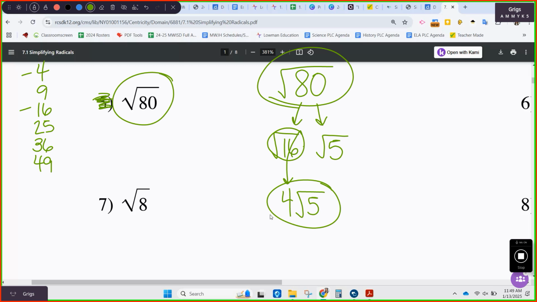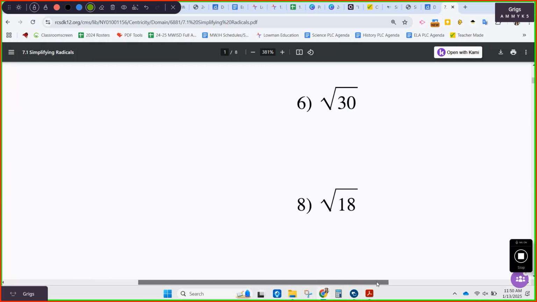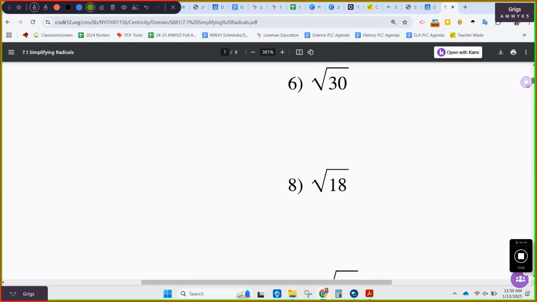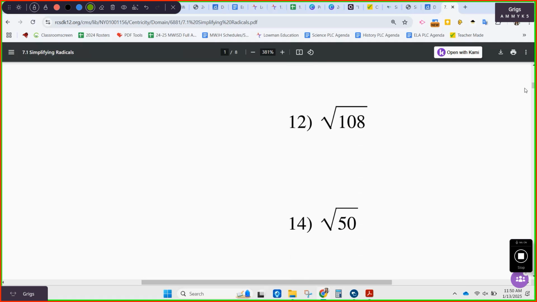Alright, ready for another? If you got stuck, do you see where it was? Yeah. Ready? Alright. That one. Do the square root, simplify the square root of 108.